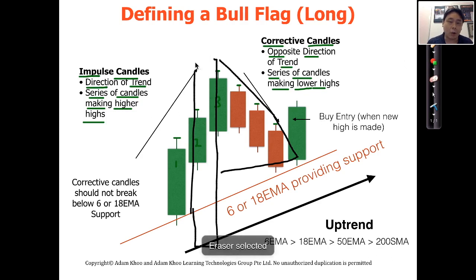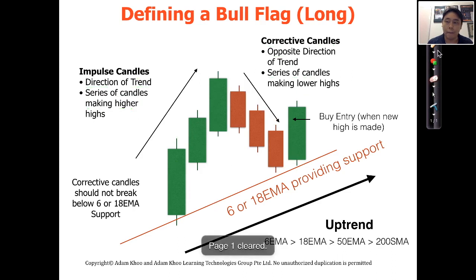Now, what is the psychology behind the bull flag? Let me just get rid of all these drawings over here. So here's the psychology. On an uptrend, we have the impulsive set of candles, which means the price is going up. As it's going up, people are buying the currency pair. Now, after they buy, you want to see some profit taking, some people taking profits, and that creates what we call the corrective candles.